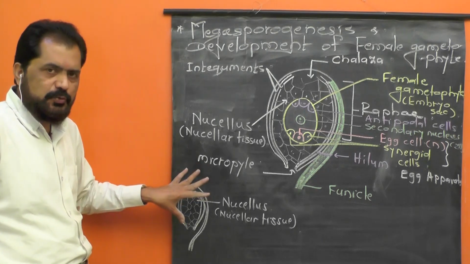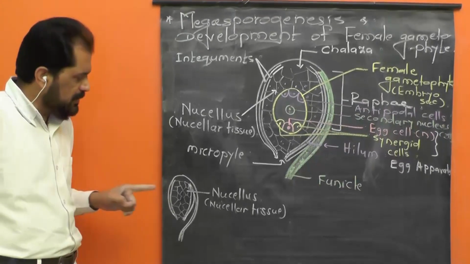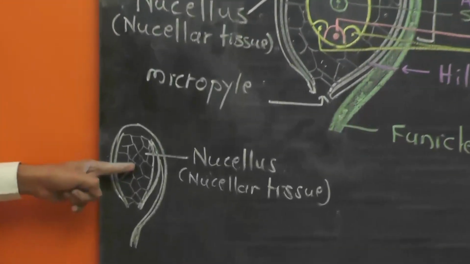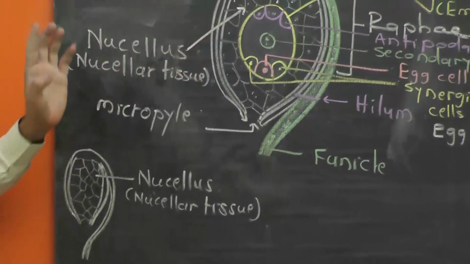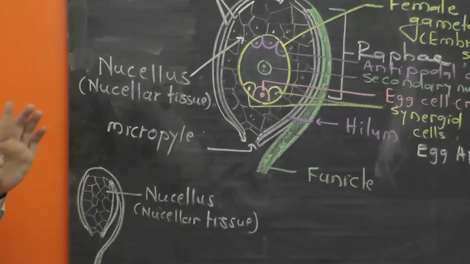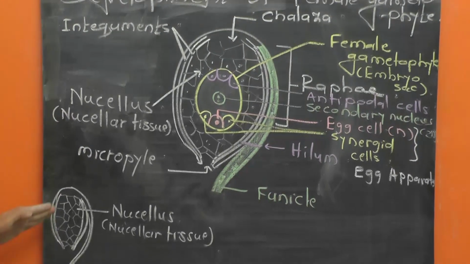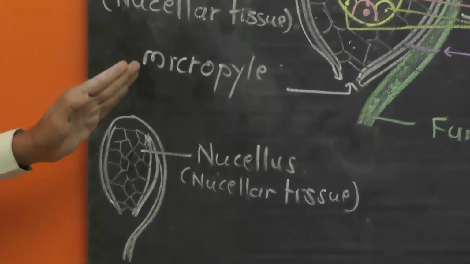This is an immature anatropous ovule. Why am I saying immature? Because in this ovule, nucellus is present, but the female gametophyte, whatever is shown here in this colorful diagram, is not yet developed. So I said this is supposed to be the immature anatropous ovule.